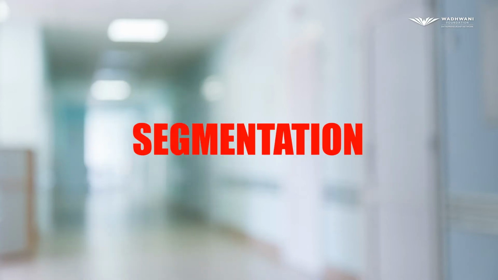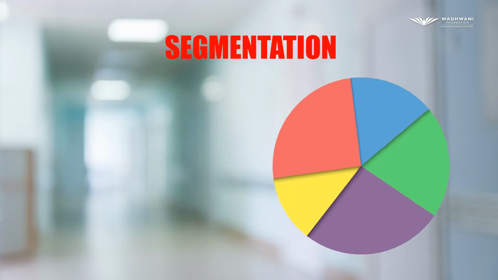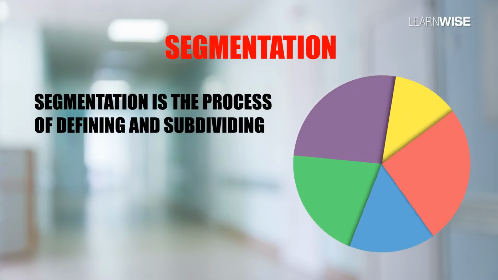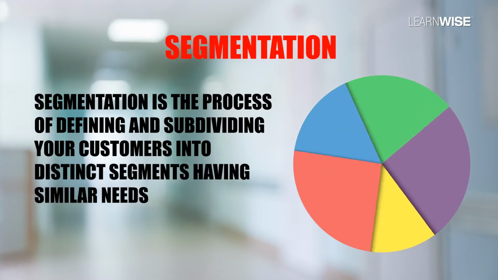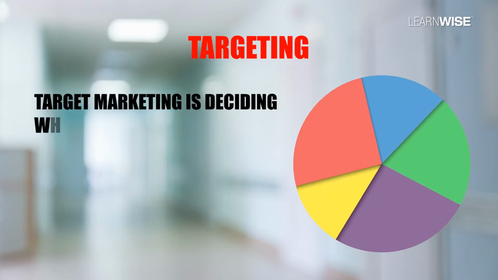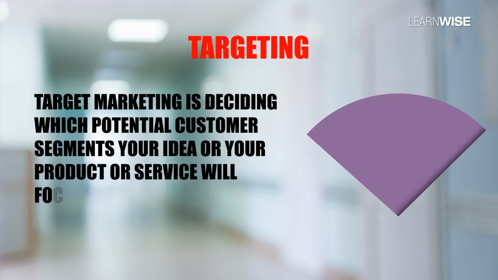So what is segmentation? Segmentation is the way of chopping up your market. In other words, it is the process of defining and subdividing a large market or your customers into distinct segments having similar needs, wants, or demands. Targeting or target marketing is deciding which potential customer segments your idea or your product or service will focus on. So obviously, marketing segmentation always comes before targeting. It helps you select who you need to market your products to.